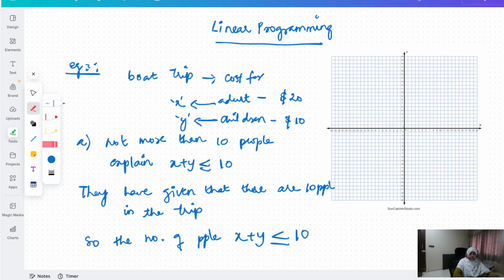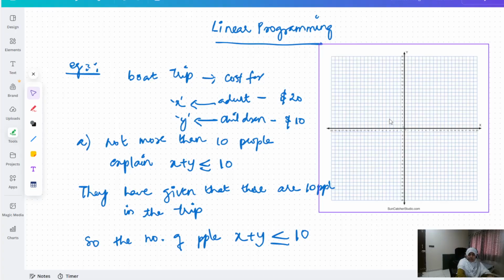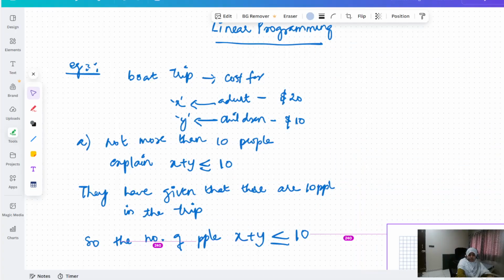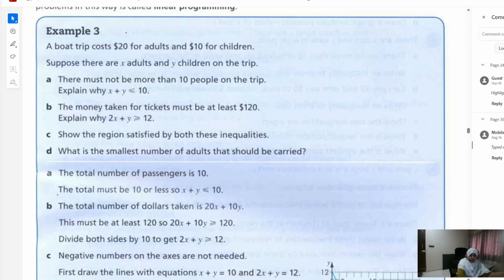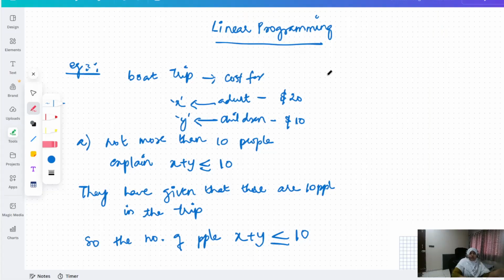All right, so we'll just look into the next question. Same question, they have just given different subcategories to solve. So what they have asked in the second part is, the money taken for tickets must be at least $120. And you have to explain why 2x plus y is greater than or equal to 12.